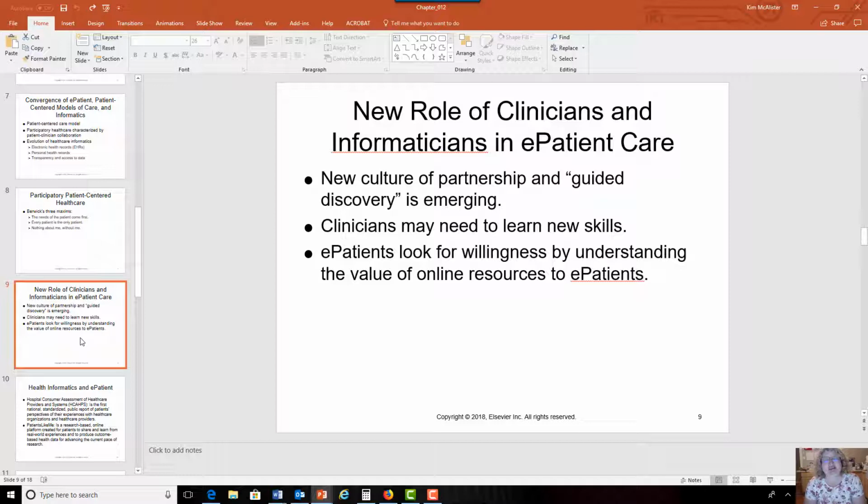We have a new culture and partnership where we have guided discovery, where we are working to help guide patients and help them find information. We also need to update our own information and our own skills. And we need to demonstrate a willingness and understanding to help patients find good sources and get the information that they need.